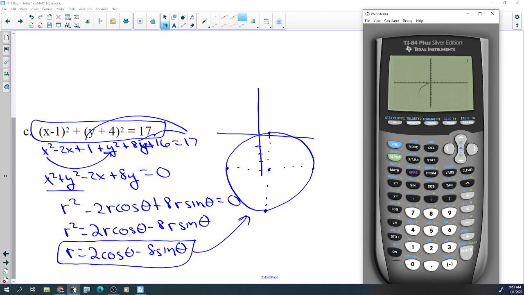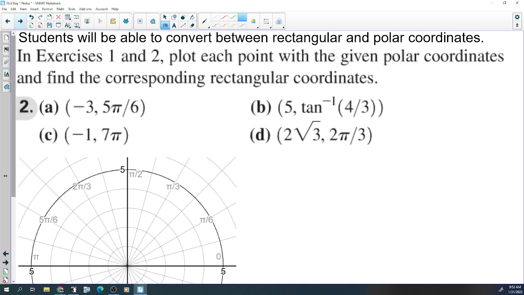Zoom 6. Should be the exact same circle. And it is. There it is. Same thing. Students will be able to convert between rectangular and polar coordinates.